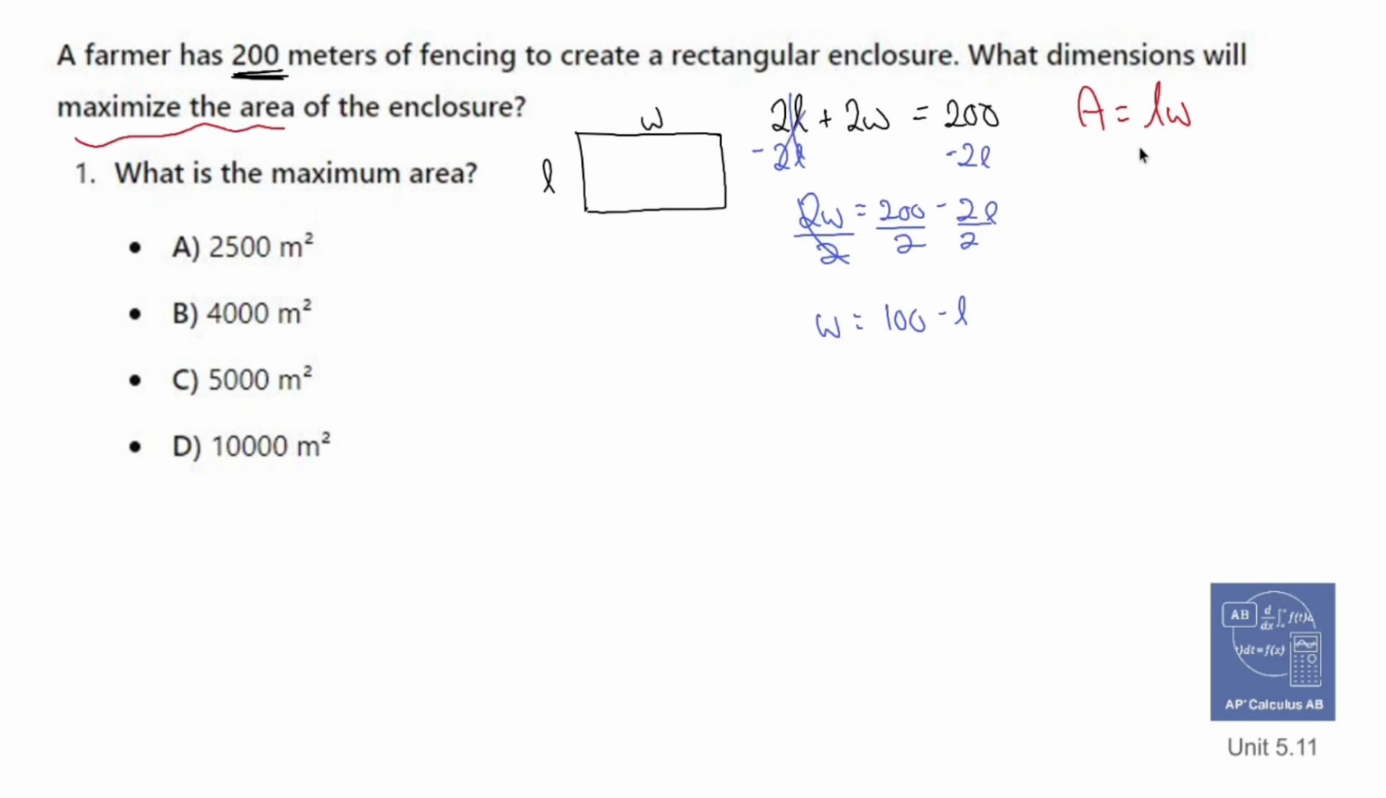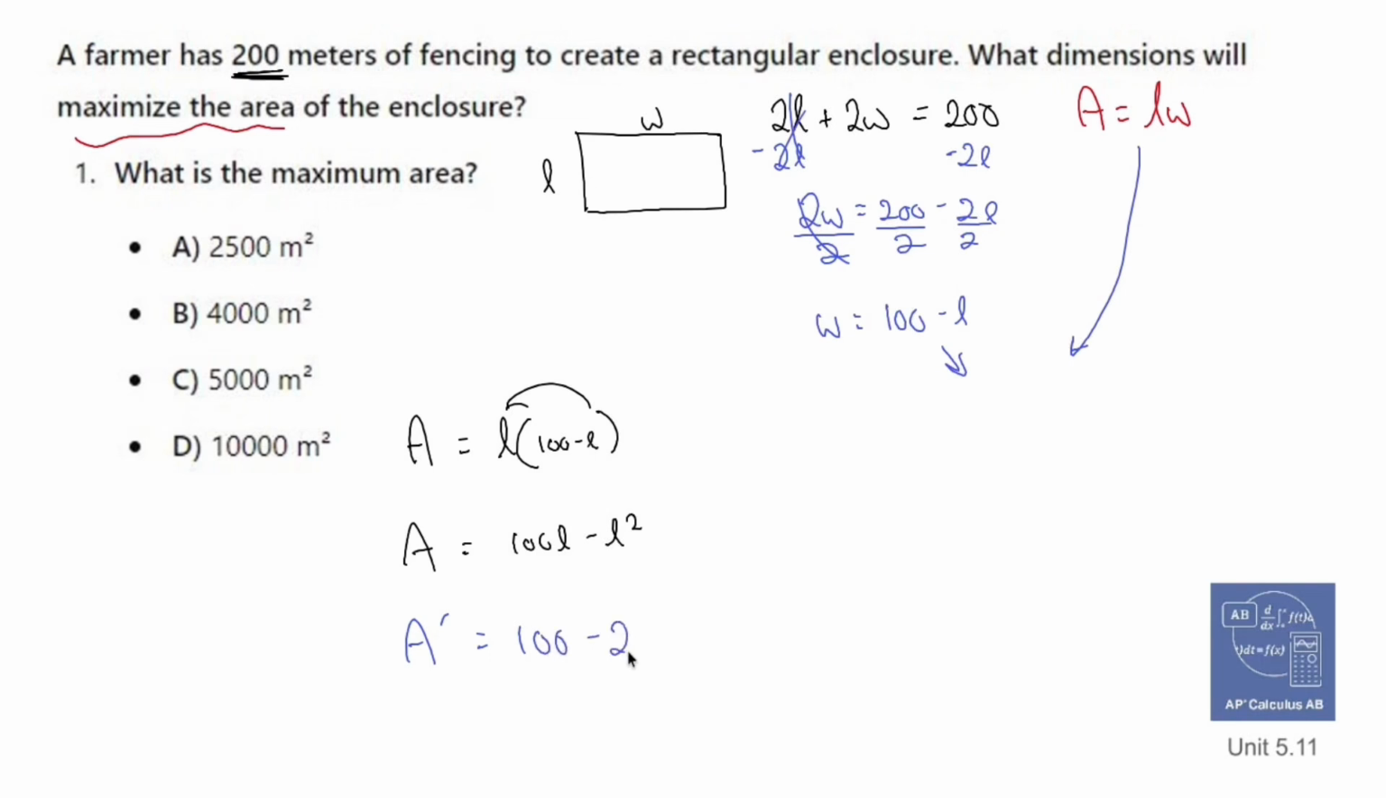So now what I can do is take that equation and that information and create a brand new equation. Even though I put the arrows there, I'm going to put it way over here. A is going to equal, I'm going to keep L, and instead of W, I have 100 minus L. Distributive property tells me that A is going to equal 100L minus L squared. Now let's take the derivative of that. A prime is going to equal 100 minus 2L.